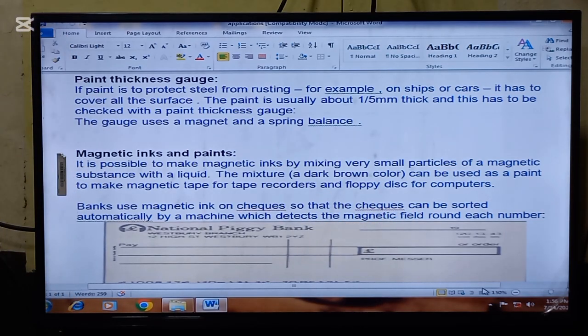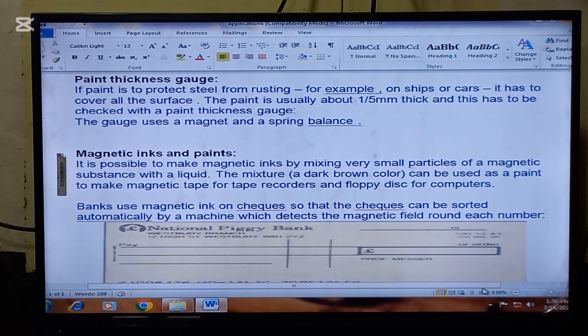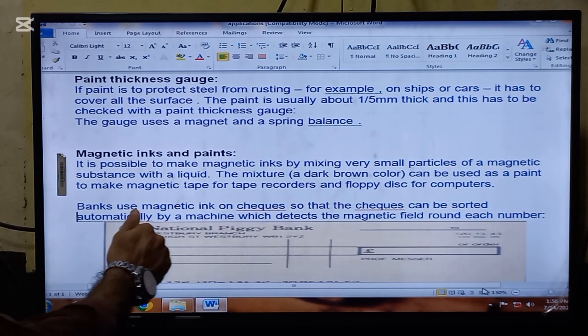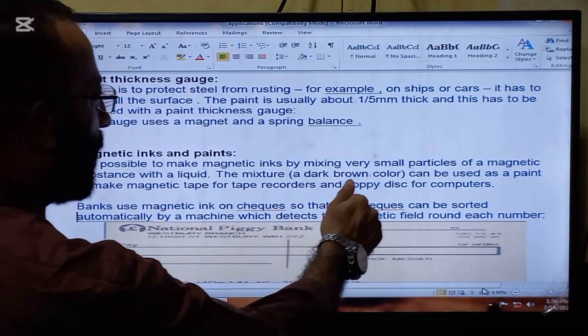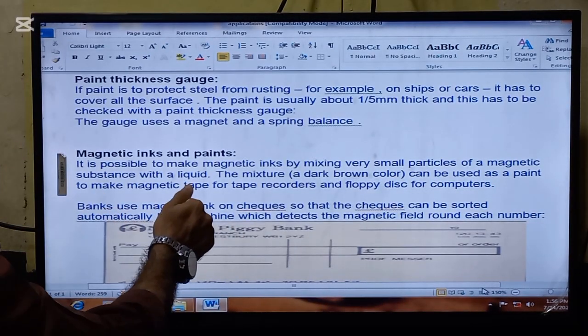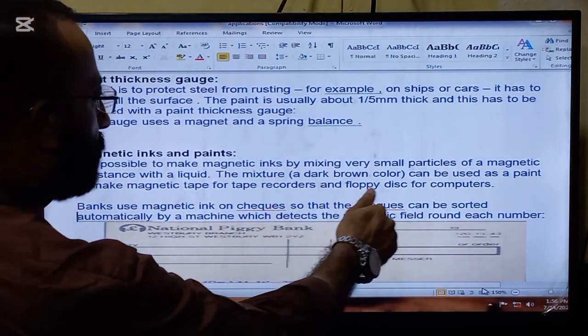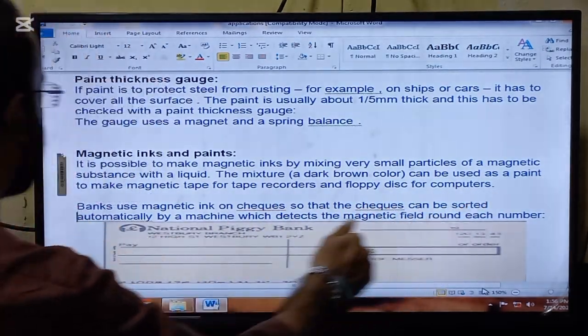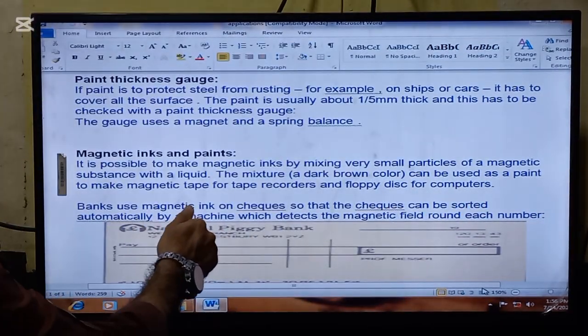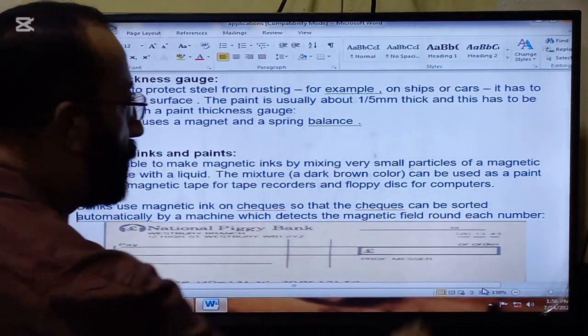The second application is magnetic inks and paints. It is possible to make magnetic inks by mixing very small particles of a magnetic substance with a liquid. The mixture, a dark brown color, can be used as a paint to make magnetic tape for tape recorders and floppy disk for computers.